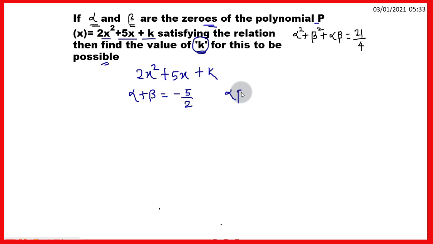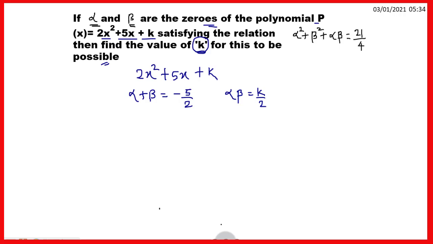And we can even find the product of the roots, that is alpha beta. Alpha beta, the product of the roots, is equal to c upon a. c is the constant term and a is the coefficient of x square. So that will be k upon a. Sorry, a is 2, so it will be k upon 2. Now friends, here we know that alpha plus beta is equal to minus 5 upon 2 and alpha beta, the product of the roots, is equal to k upon 2.